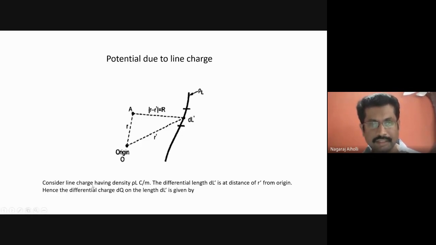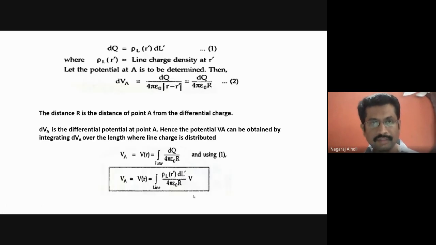Consider a line charge having density rho_l coulomb per meter. The differential length dl' is at a distance of r' from the origin. Hence, the differential charge dq on the length dl' is given by dq equals rho_l r' dl'. Actually, dq is just equal to rho_l into dl', because line charge density is charge per unit length, dq by dl equals rho_l. But here it is rho_l into r'.